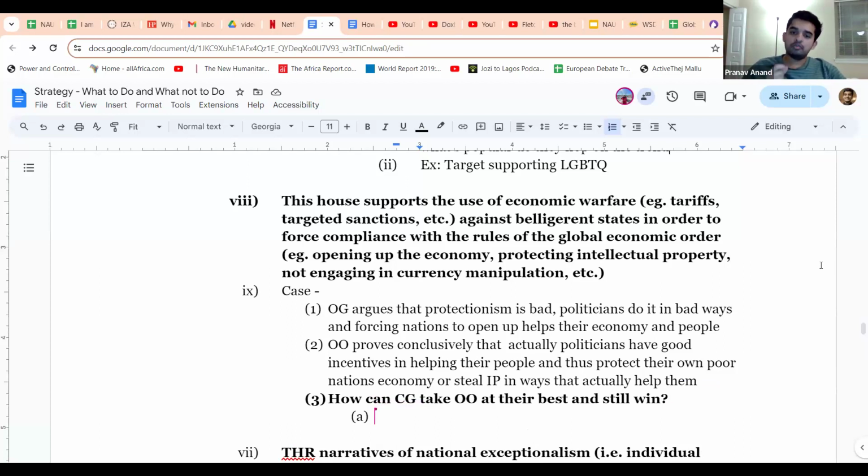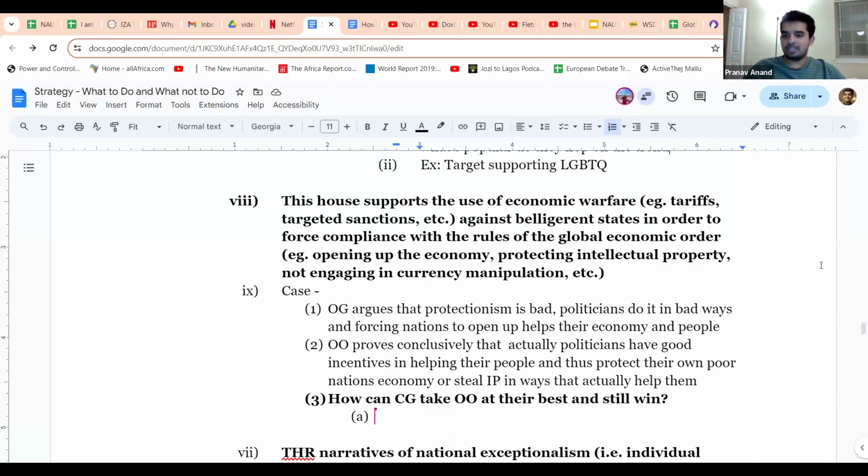Opening government argues that protectionism is bad, that politicians often do it in bad ways, and forcing nations to open up helps that nation's economy and the people of that nation. Opening opposition proves conclusively, you can argue it probably beats opening government, that actually politicians of a nation have good incentives in helping their people and thus protect their own poor nation's economy, or steal intellectual property in ways that actually helps that nation's economy. So, similar to before, is there either an underlying presumption, or maybe, as I said before, what is the maximum you can concede of opening opposition and still find a way to win the debate?